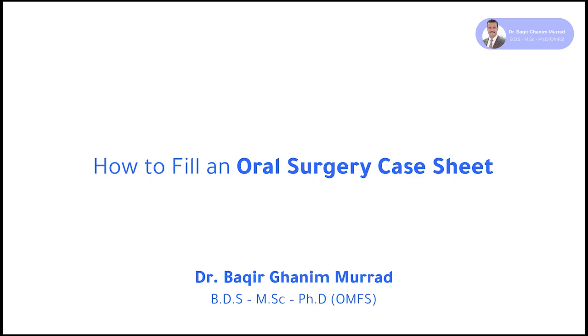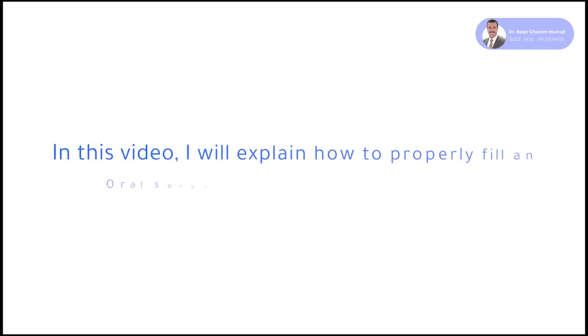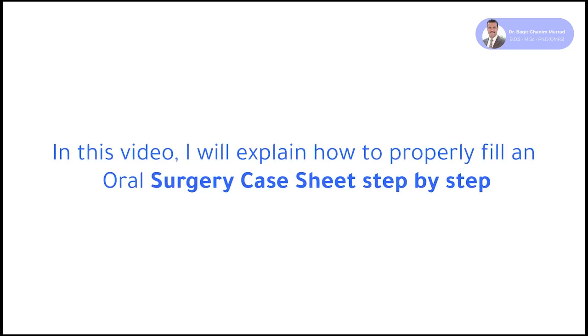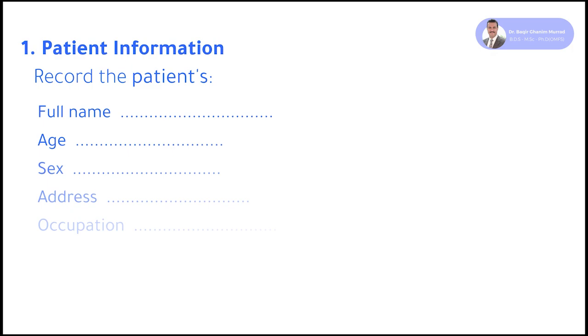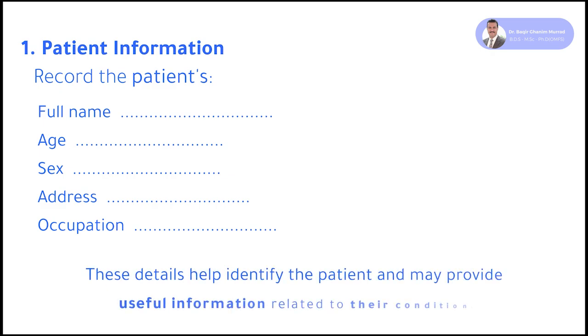Welcome to my channel. In this video, I will explain how to properly fill an oral surgery case sheet step by step. Let us start from the top of the form. First, patient information. Record the patient's full name, age, sex, address, occupation. These details help to identify the patient and may provide useful information related to their condition.